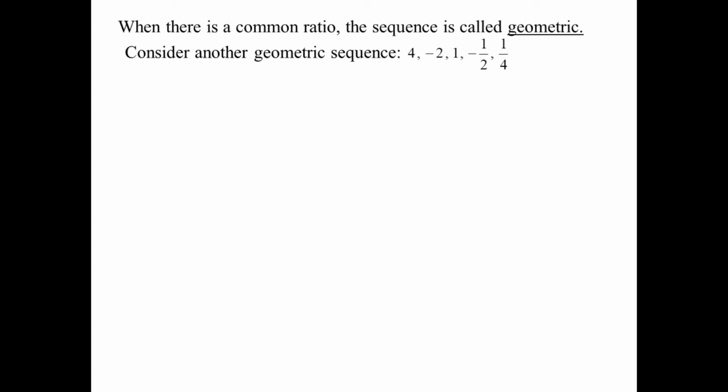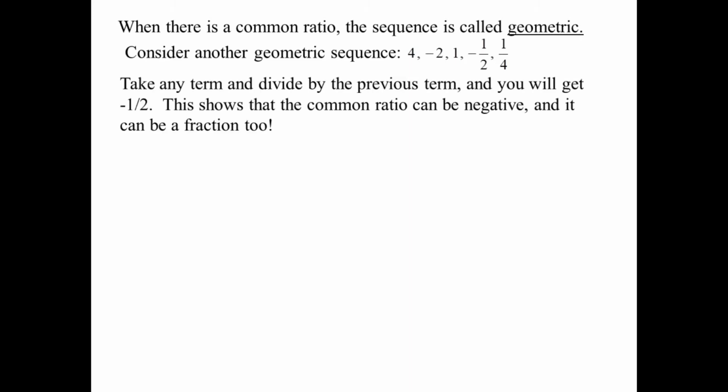Consider another geometric sequence: 4, -2, 1, -1/2, 1/4. Take any term and divide by the previous term and you will always get -1/2. Try it for yourself. This shows that the common ratio can be negative, and it can be a fraction too. I just know my students are going to love that.